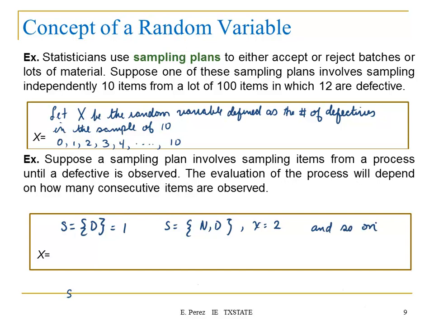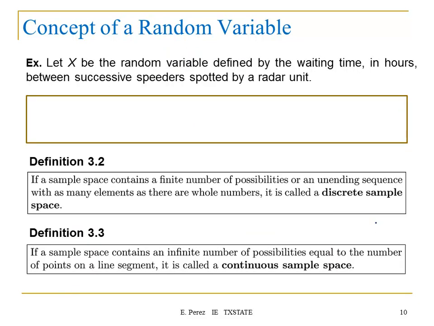Okay, questions? I think we have one more example. Let X be the random variable defined by the waiting time in hours between successive speeders spotted by a radar unit. How can you define a random variable for that?